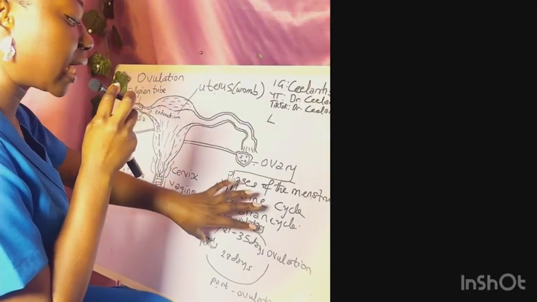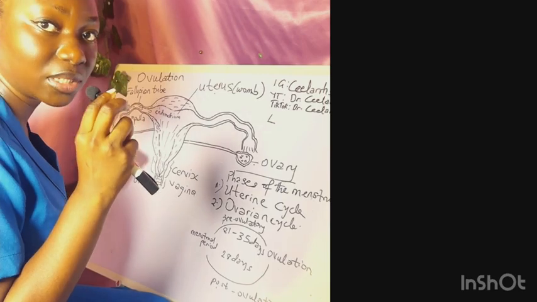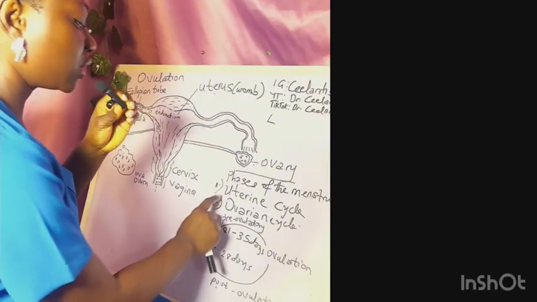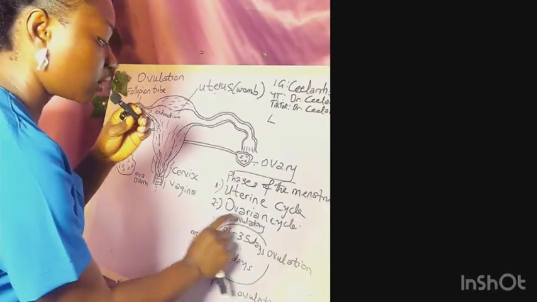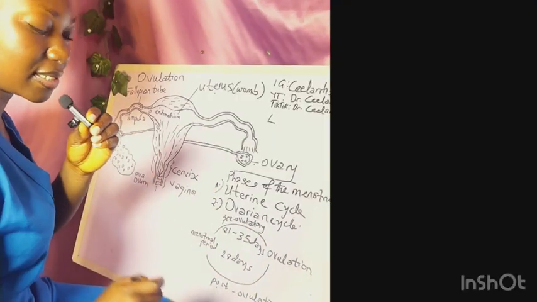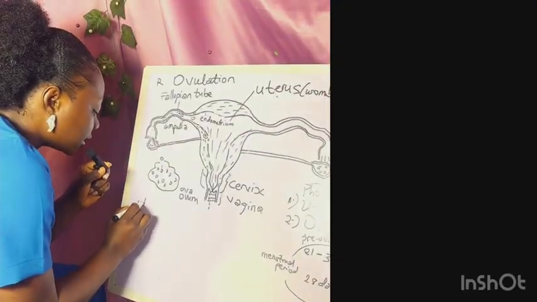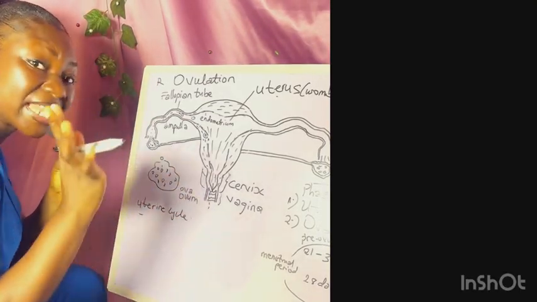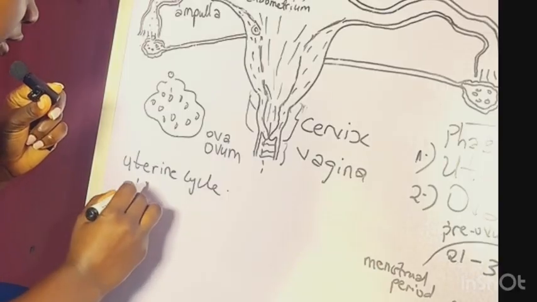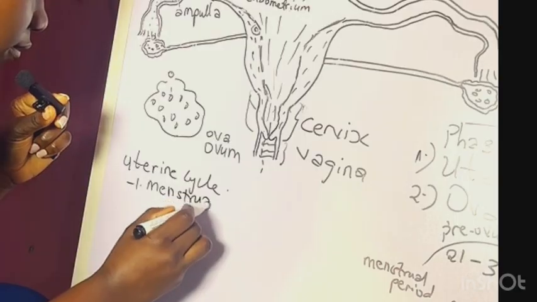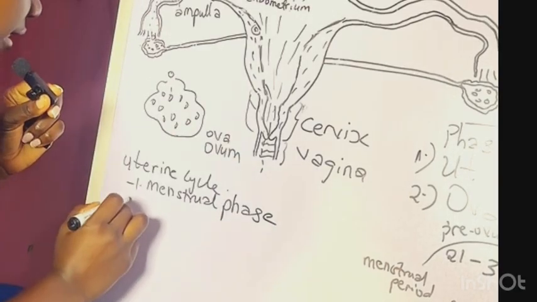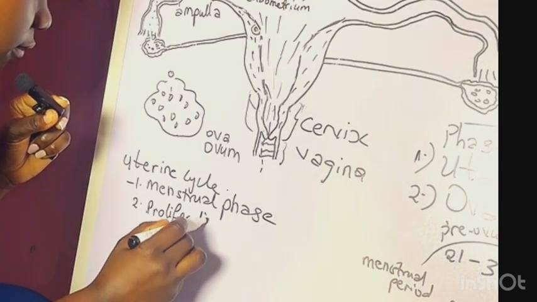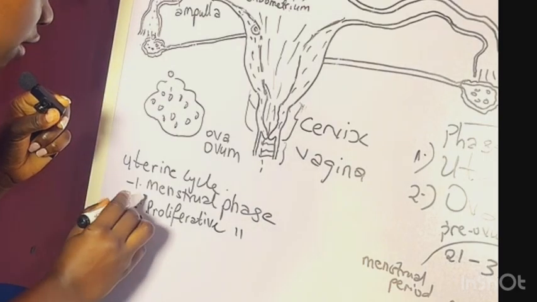Now these cycles are majorly controlled by hormones in the body, and these hormones are produced from specialized organs in the body. This uterine cycle has phases. This ovarian cycle also has phases, of course. Now, for the uterine cycle, we have three major things that happen there. The first is the menstrual phase. The second is called the proliferative phase. And the third is called the secretory phase.